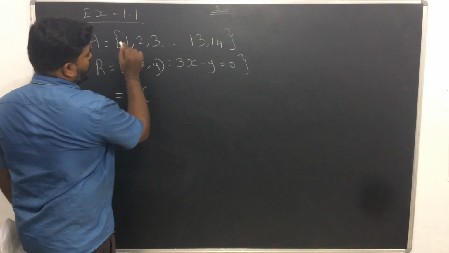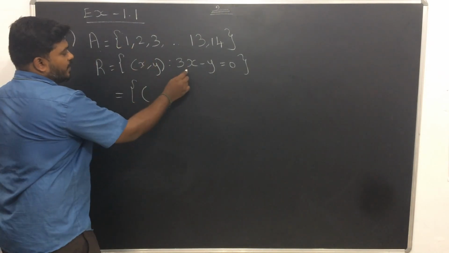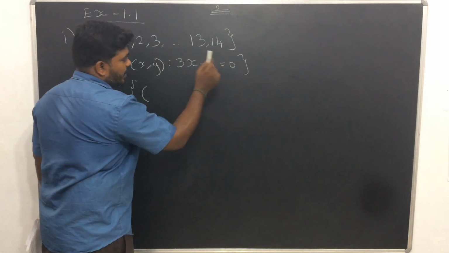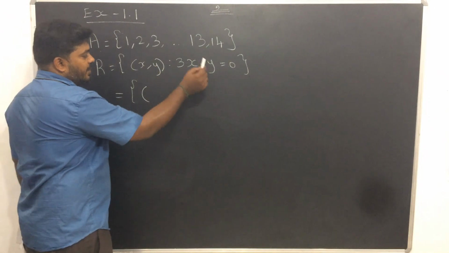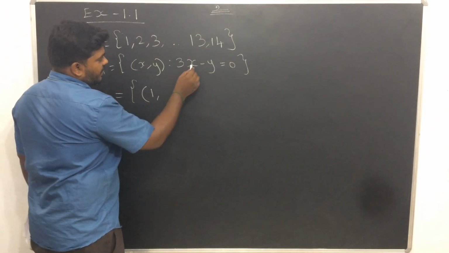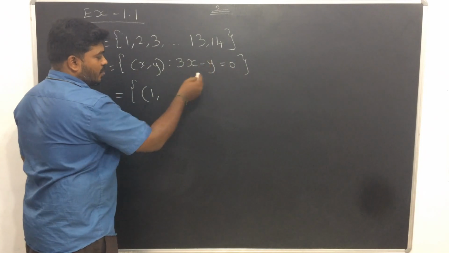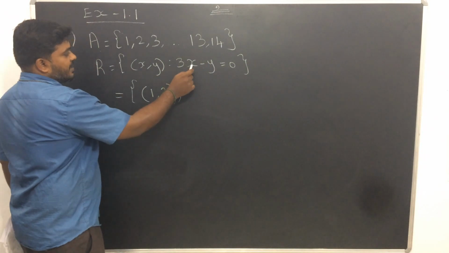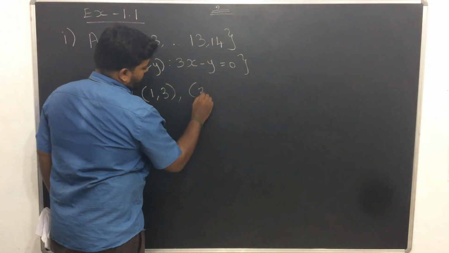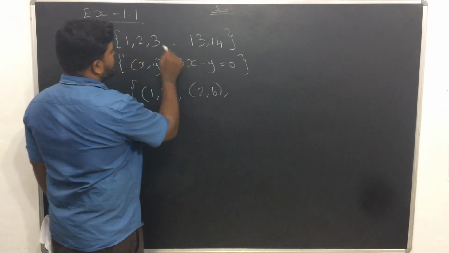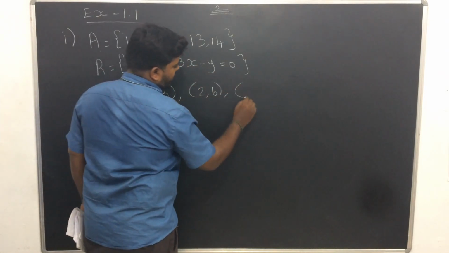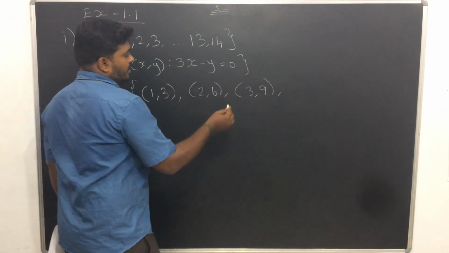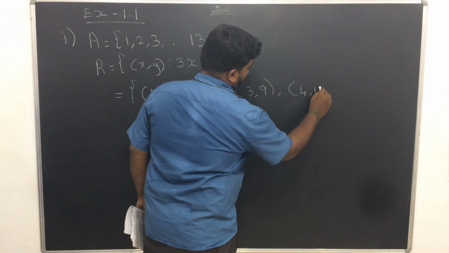Let's take x to be 1. If x is 1, 3 ones are 3, and now what should be the value of y so that 3 minus y becomes 0? Y should be 3, isn't it? So if x is 1, 3 ones are 3, 3 minus 3 will be 0, so y will be 3. Now if x is 2, 2 3s are 6, 6 minus 6 will be 0, so y becomes 6. If x is 3, 3 3s are 9, 9 minus 9 will be 0. If x is 4, 4 3s are 12, 12 minus 12 will be 0.